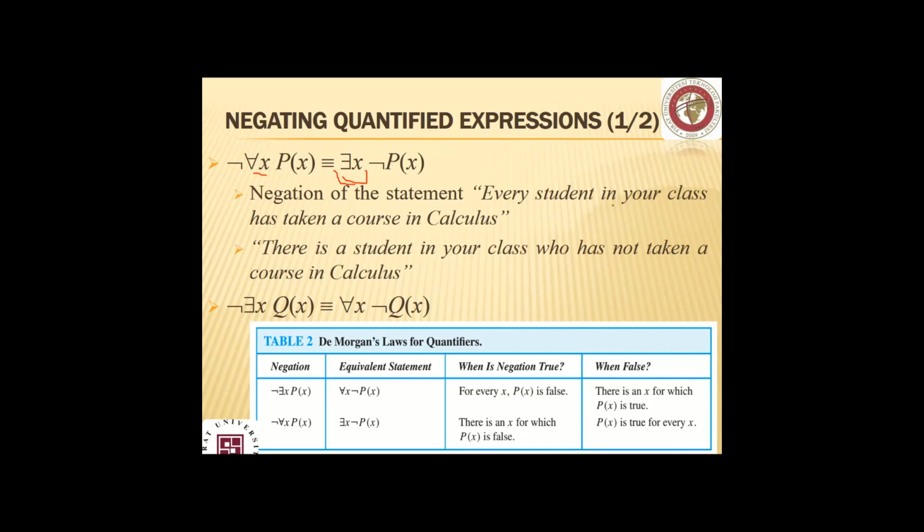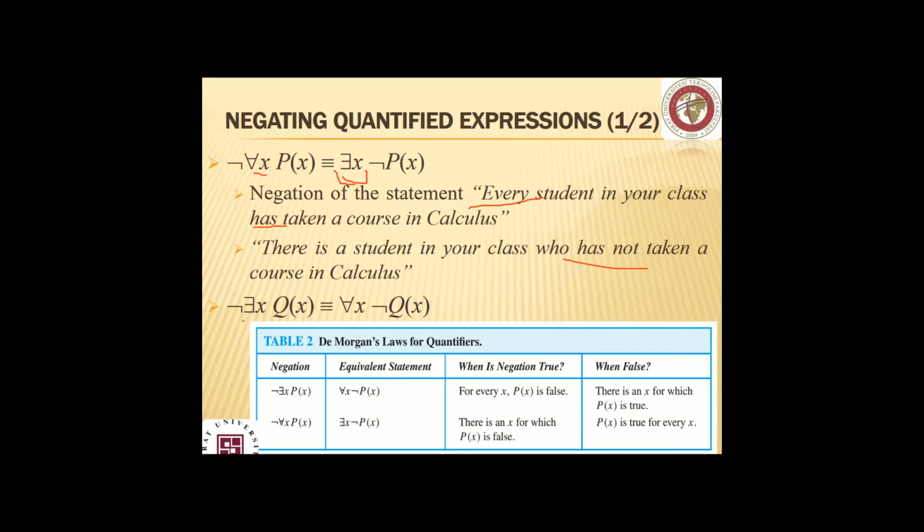Now look at this. Every student in your class has taken a course of calculus. Every, that means all students. If we negate it, it would be existential. There is a student, or at least there is a student in your class who has not taken a course in calculus. This is the negation of the statement. So we will not go to play the game of natural language. It's really hard and it needs concentration. We will play with the basic discrete mathematics rules, easier for us and for the computer.